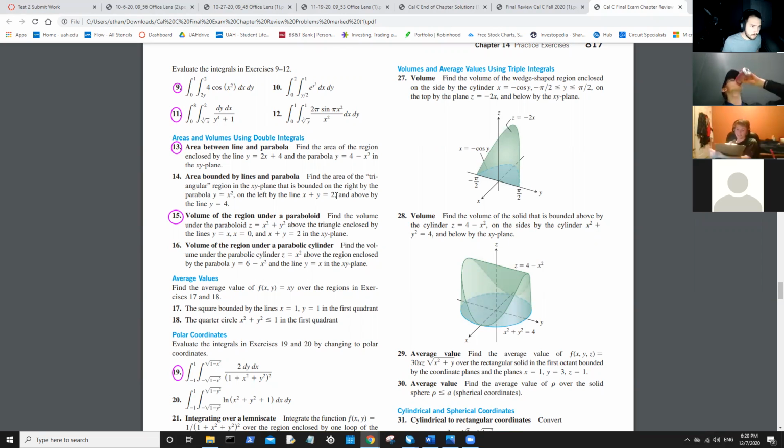Wait, no. x equals 0 is the y-axis, right? Did I do that backwards? I mean, there is another intersection. Yeah, x equals 0, it's the same thing, I just am dumb. I think it's this one.